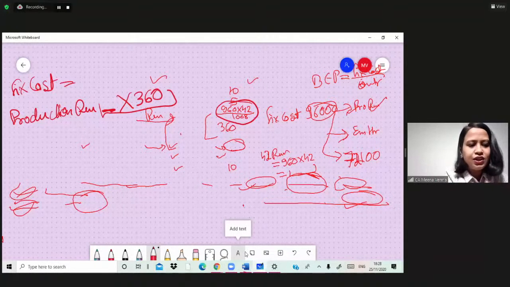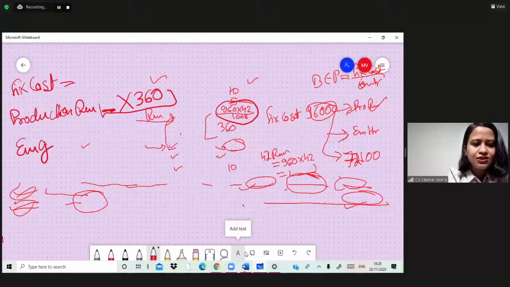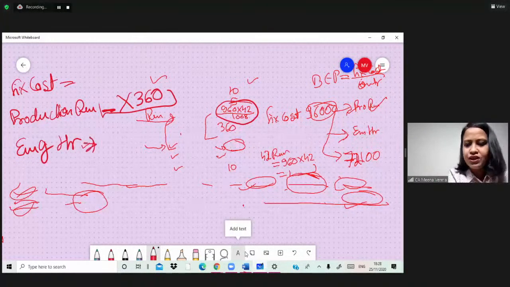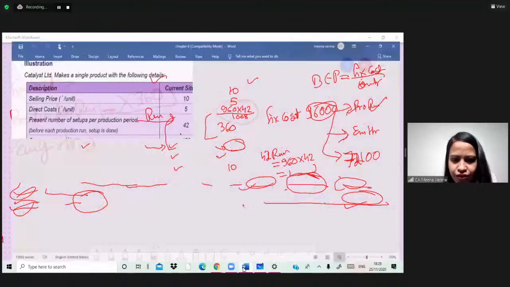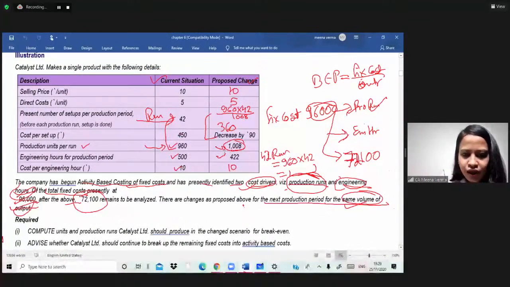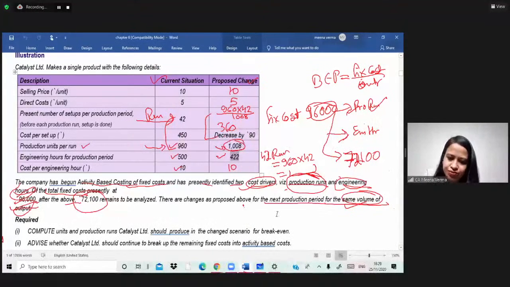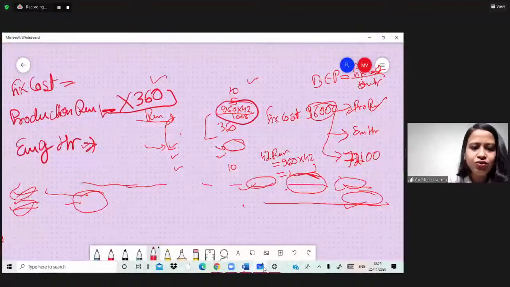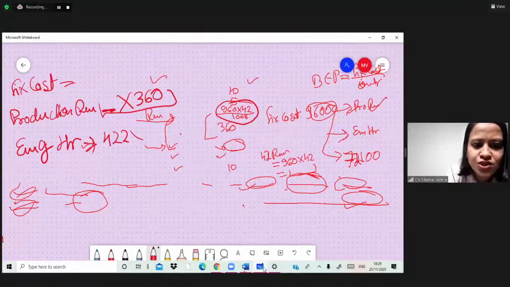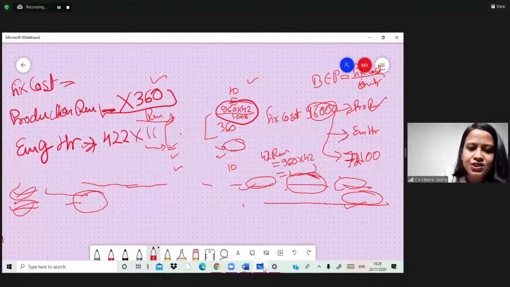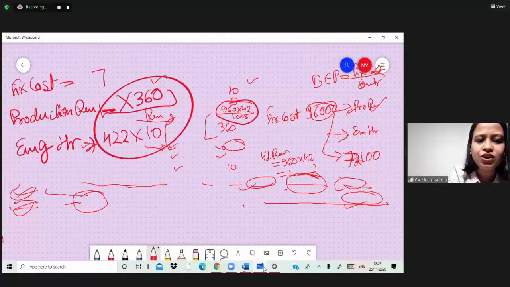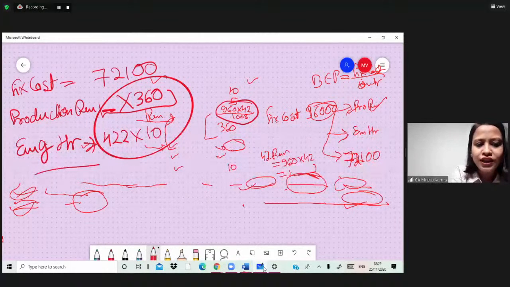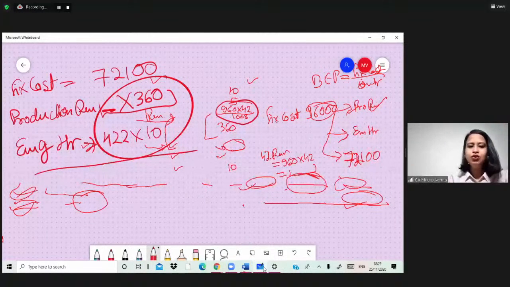And another fixed cost is related to engineering hours. So we will consider the total number of engineering hours in the question, which is 422 in the proposed system. So we will take that value 422, and the cost of each engineering hour is 10. And then after considering these two fixed costs, we are left with the value 7,100. So in the numerator, you will get these three fixed costs.